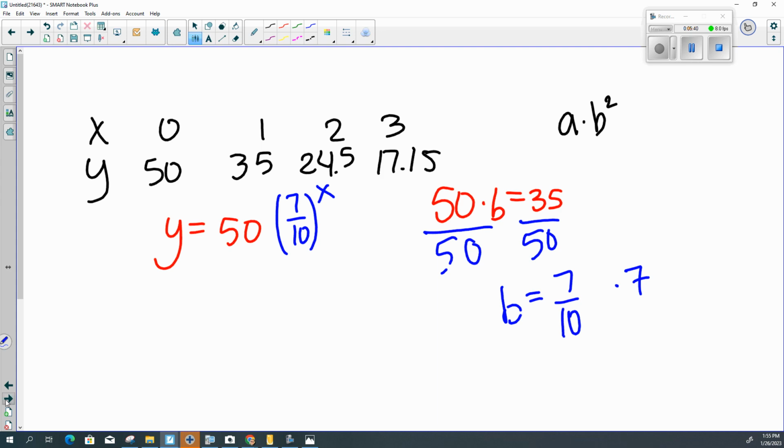Okay, any more you want me to do on that side? A, B, C, D, E, or F, or G? All right, turn that paper over to the number 3 problem.